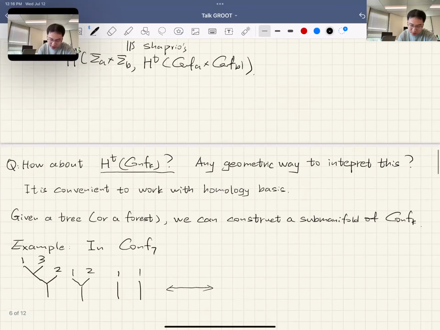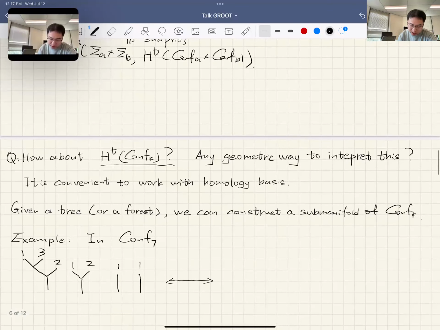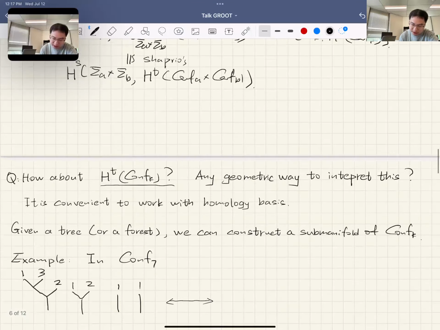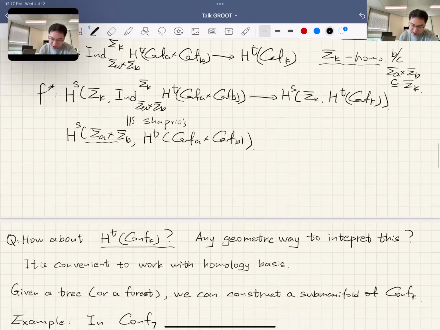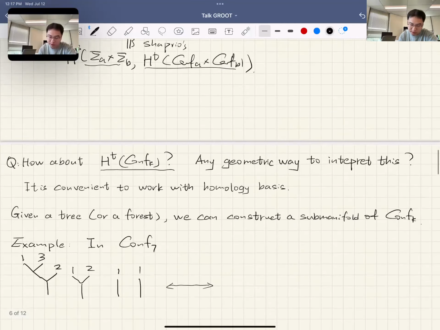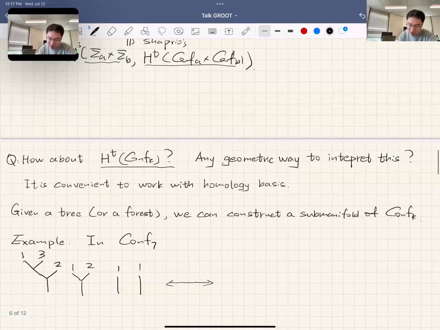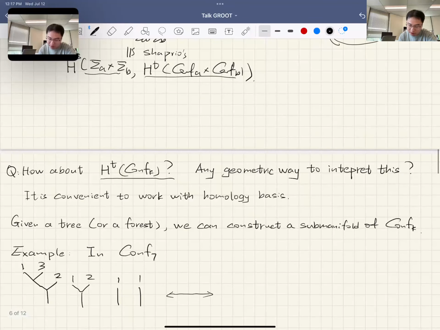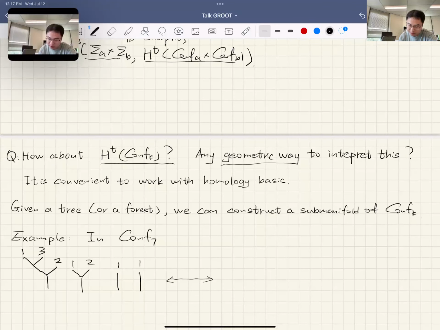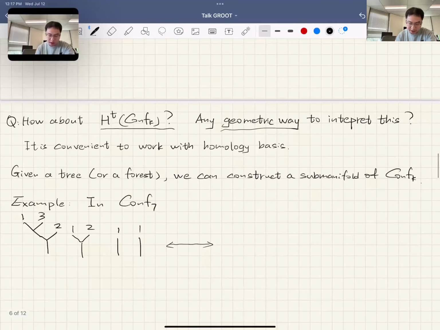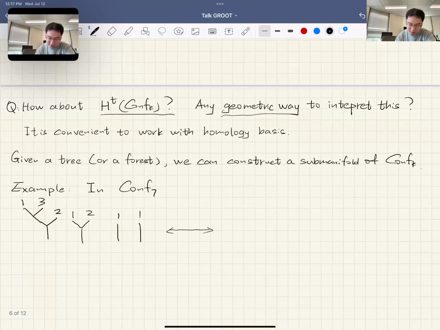Okay, the last tool I will be using is a tool to study HT of comp K. I do have a tool to describe HT of comp K using some geometric way. So it's convenient to work with a homology basis. Given a tree, or even more generally a forest, we can construct a submanifold of comp K.